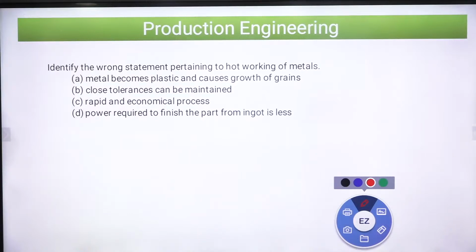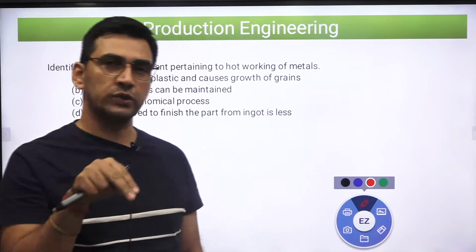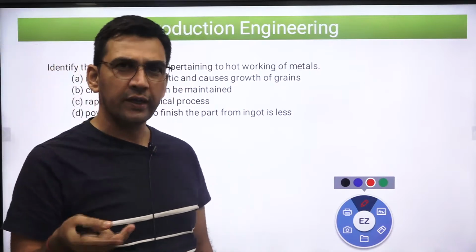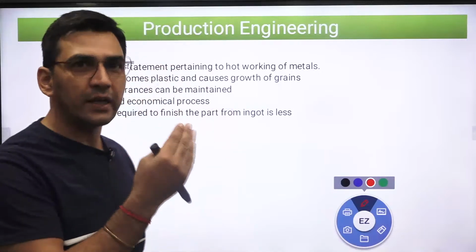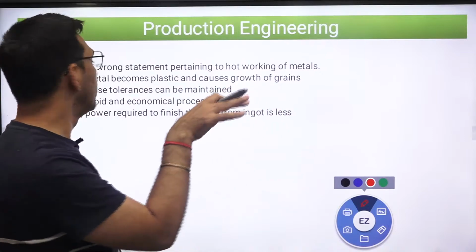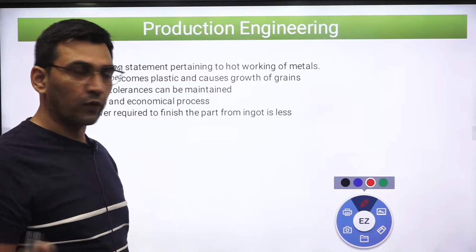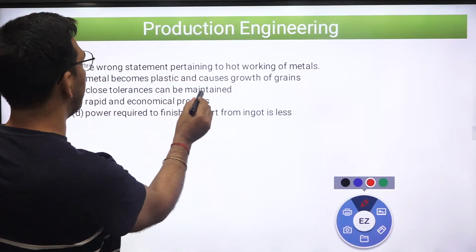In case of hot working, metal becomes plastic and causes growth of grains. Let's see what it says. Close tolerances can be maintained. It will be advisable that in the exam also you first go through those statements which seem easy, and try to correlate and get the ideas, try to eliminate or select them. So for example, I know that in hot working, compared to cold working, I cannot maintain close tolerance. Dimensional accuracy is not as good as that of cold working. So it means close tolerances can be maintained is the wrong statement.